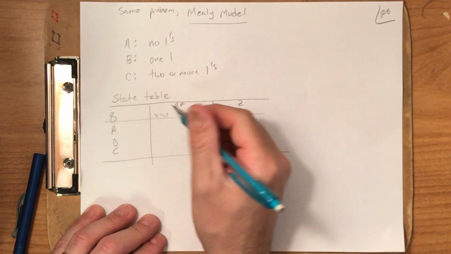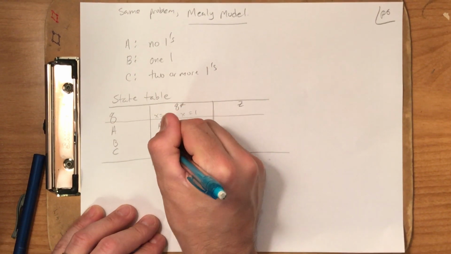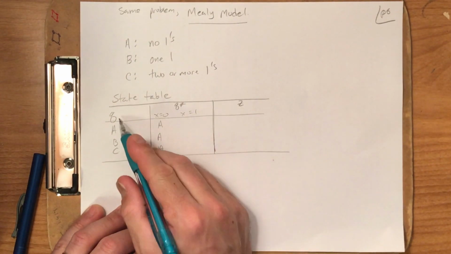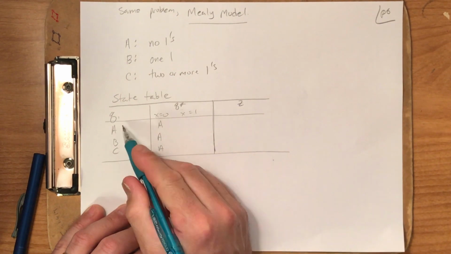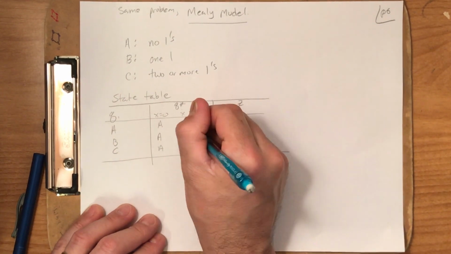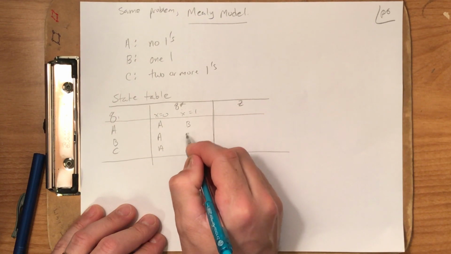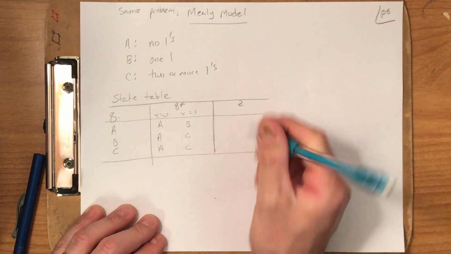So if we're in state A and we receive a 0, we stay in A. If we're in B and we receive a 0, we go back to A. If we're in C and we receive a 0, we go back to A. Remember, this is current state, next state. If we're in A and we receive a 1, we go to B. If we're in B and we receive a 1, we go to C. If we're in C and we receive a 1, we stay in C.